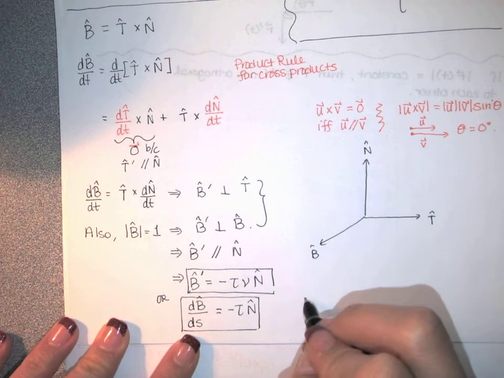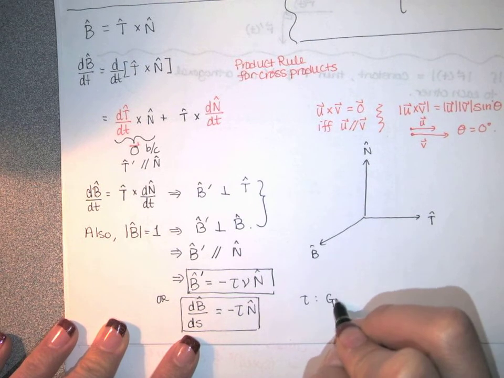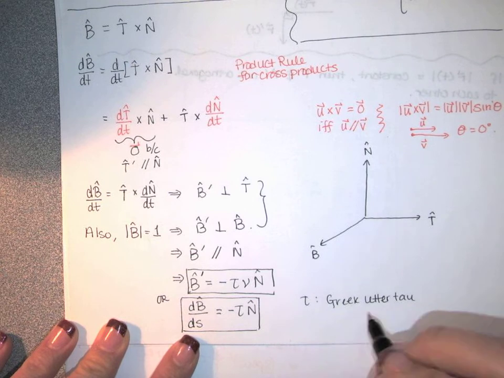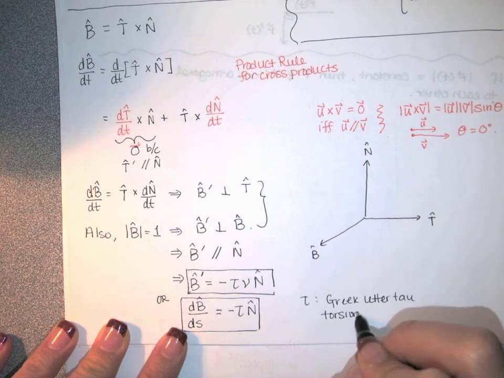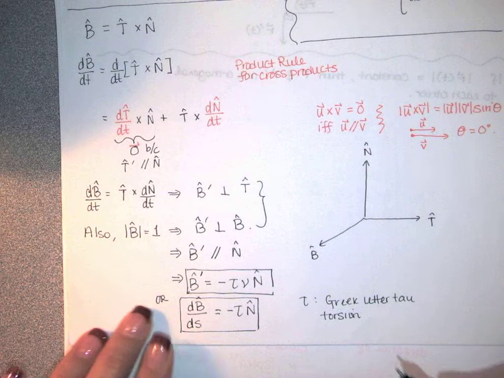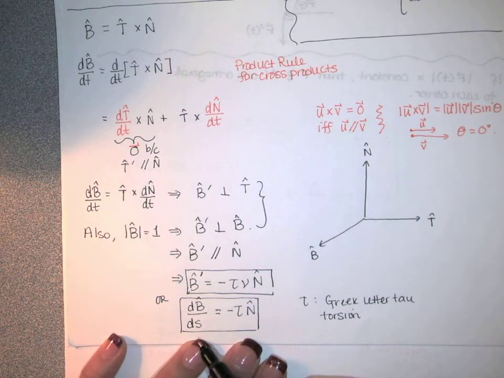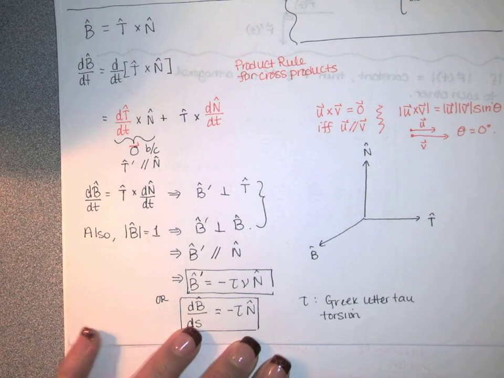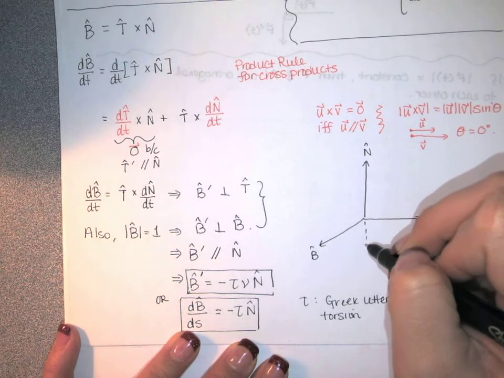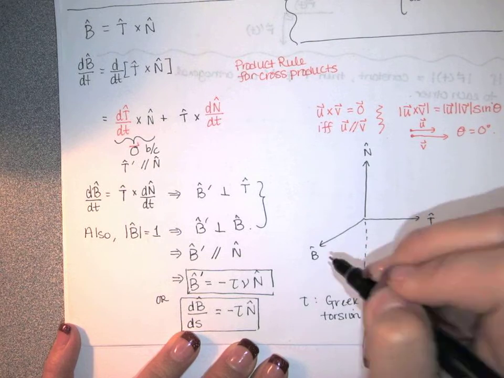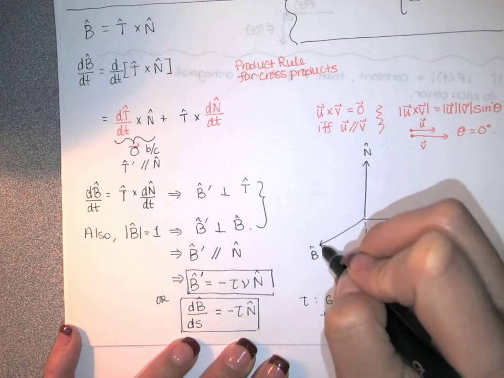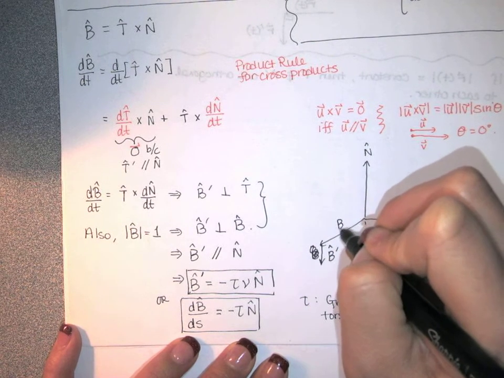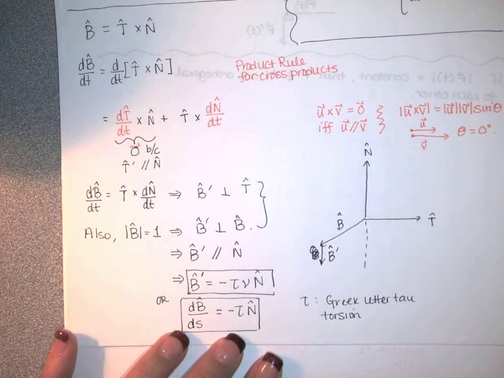And this number tau, it's a Greek letter, is called the torsion. So as b hat changes, it changes in a way that's parallel to n hat. So if this is n hat, or that's n hat, and this is the negative of n hat, the derivative of b hat is going to point this way. So maybe I should draw my b hat over here. So that's b hat, that's its derivative.